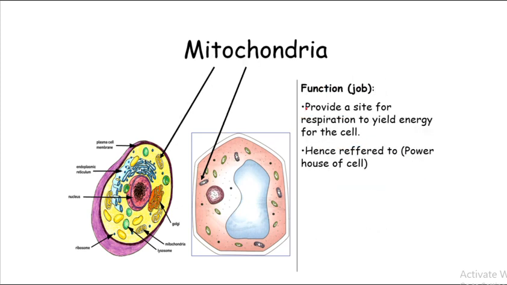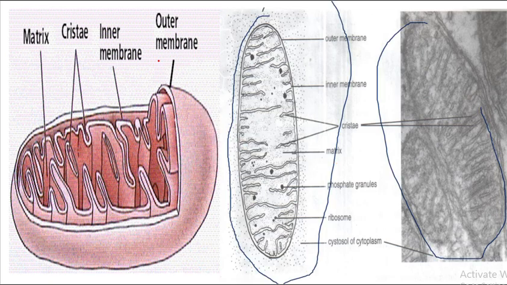Role of the mitochondria, and that is it provides a site for respiration to yield energy for the cell, and basically we refer to them as the powerhouse of the cell due to production of that energy. As you can see, we have this matrix. Matrix is the fluid part where respiratory reactions occur. Then crista, you can see it contains the inner membrane which is highly folded into finger-like projections to increase surface area for attachment of respiratory enzymes that speed up or catalyze respiratory reactions.